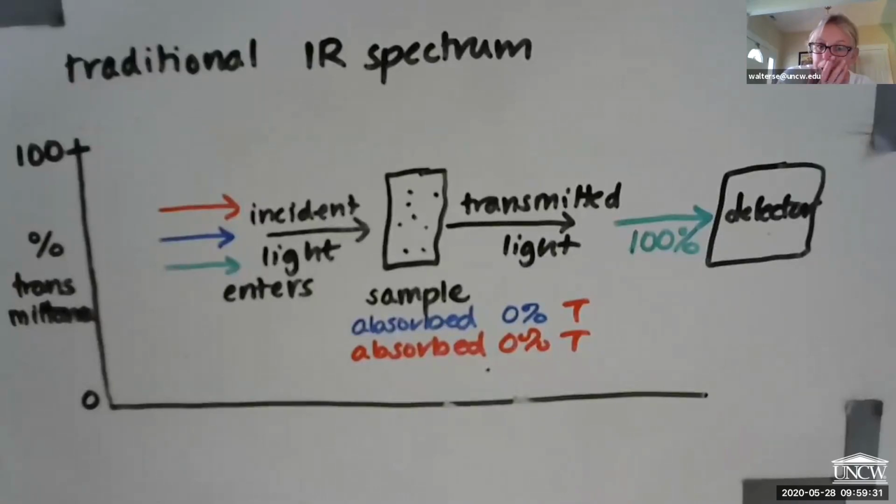If you could go to your participants poll, does that make more sense with what transmitted light is?